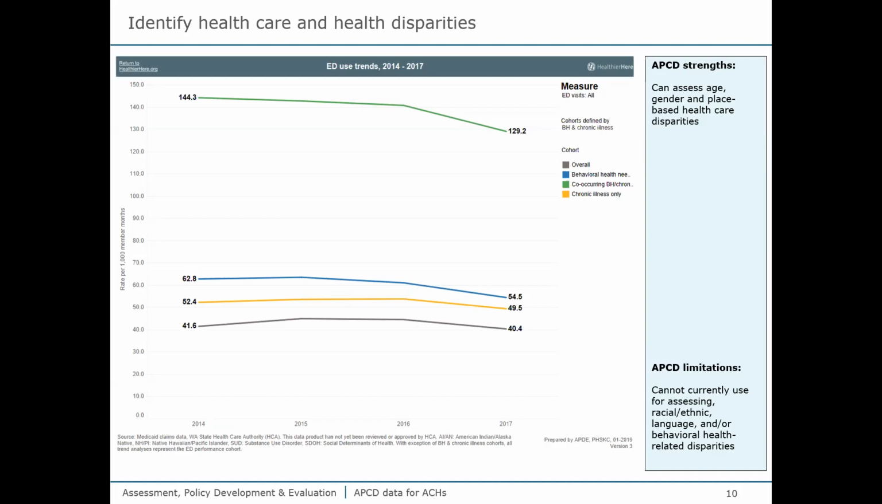In the blue, we have members with a behavioral health need only, so including things like depression, schizophrenia, anxiety, and so on and so forth. In the green, we see the very small population of Medicaid members who have both a co-occurring behavioral health concern and a chronic illness. And my question for the audience is, why is there such a large difference between the blue line and the green line?